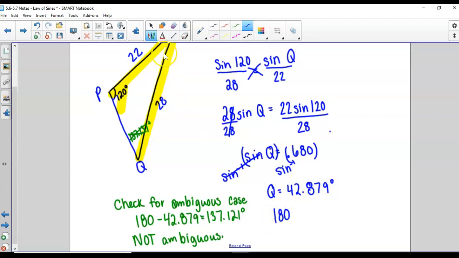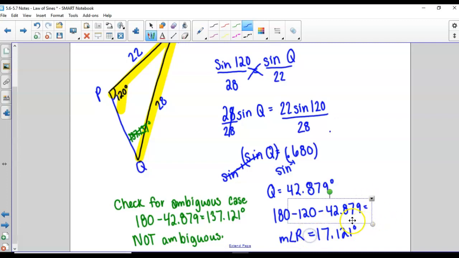So to find R, because R is what we were looking for, we've got to do 180 minus 120 minus 42.879, because those three angles have to add up to 180. So if we do 60 minus 42.879, we are going to get 17.121 degrees, and that is our measure of angle R. There. Tomorrow we will see one where we do get an ambiguous case.